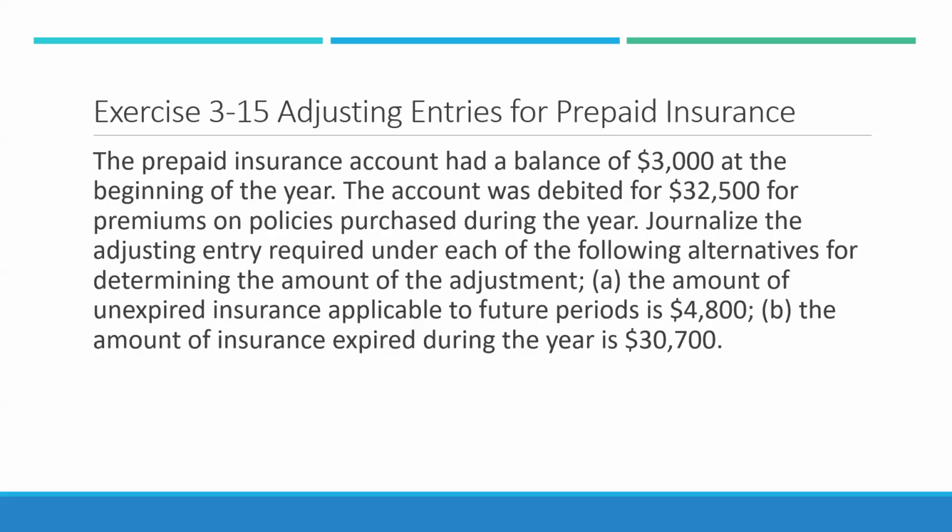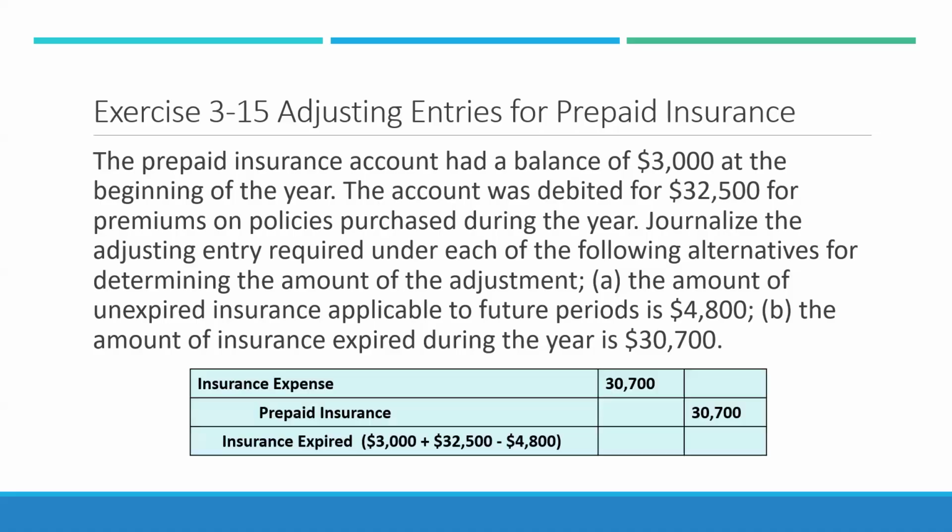Anyone? $35,500 minus 4,800 is what? 30,700 would be our debit to insurance expense and our credit to prepaid insurance. Does that make sense? It's our beginning balance plus the 32,500 we added, minus our 4,800 to show what was used up, what has expired. Okay.